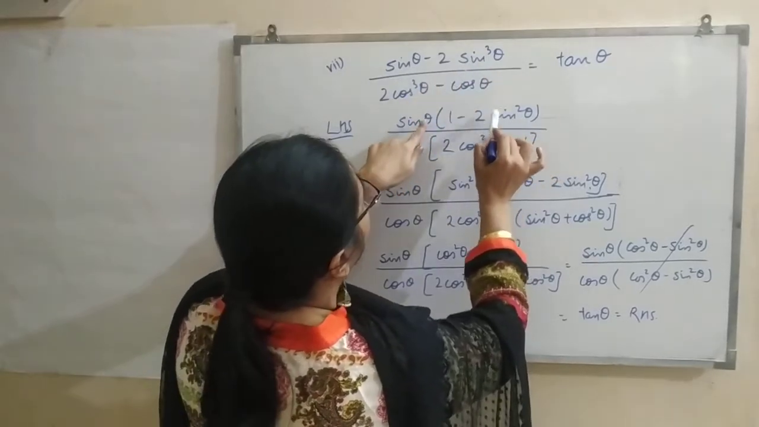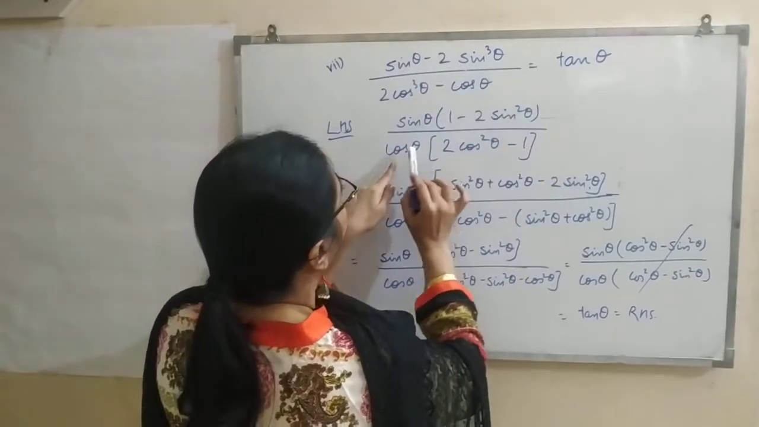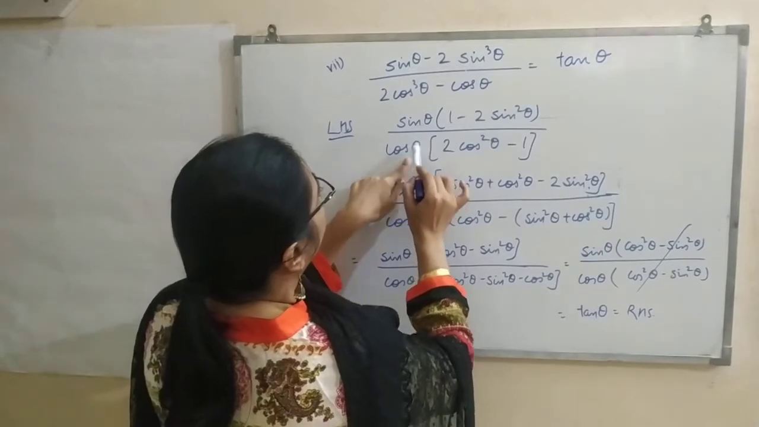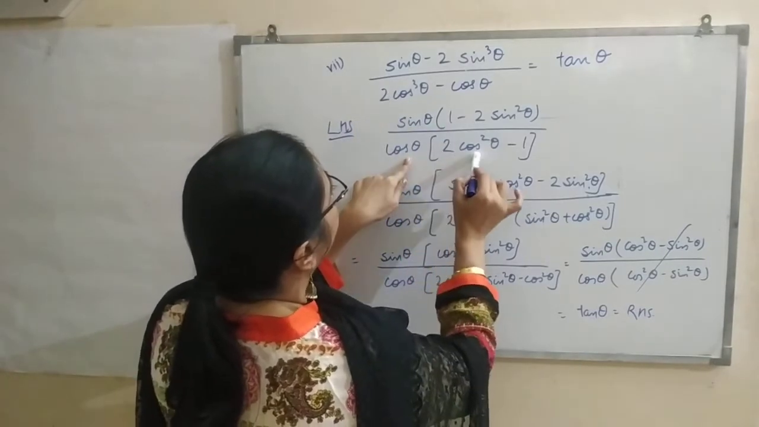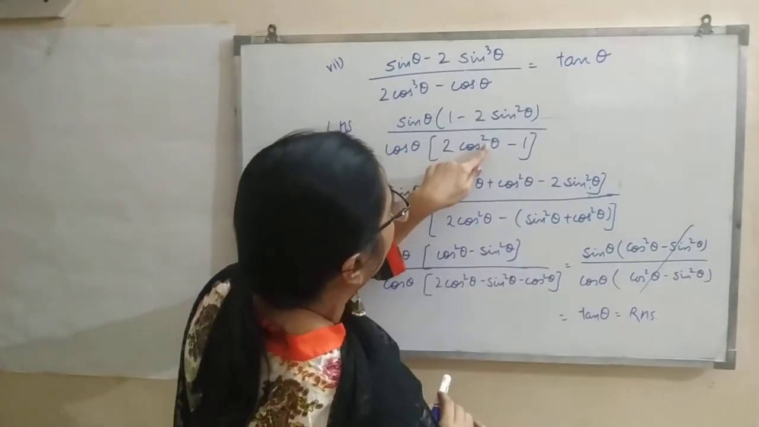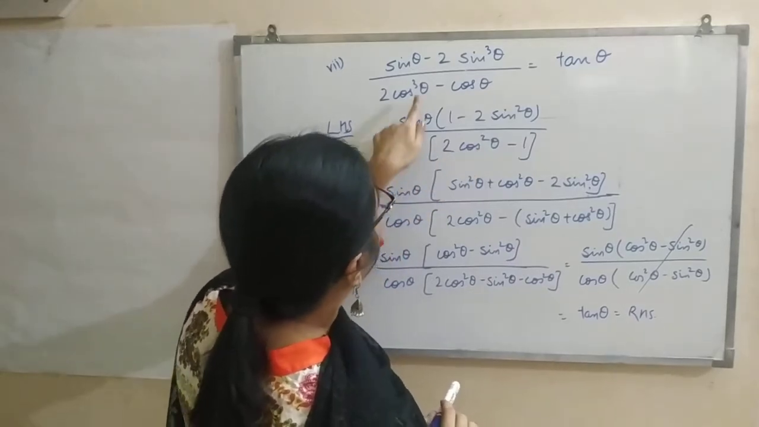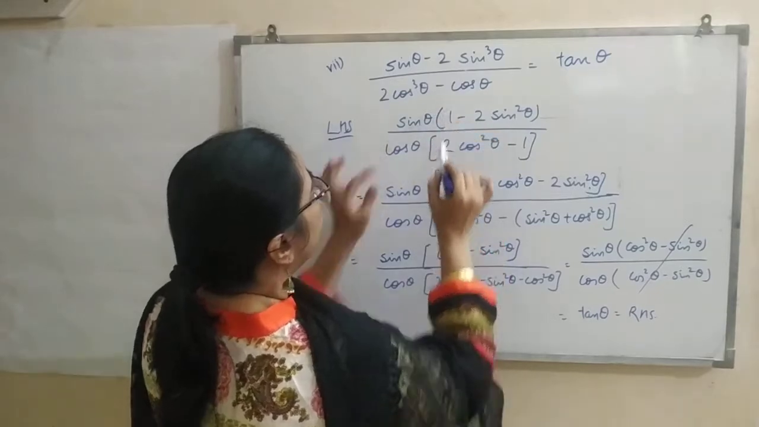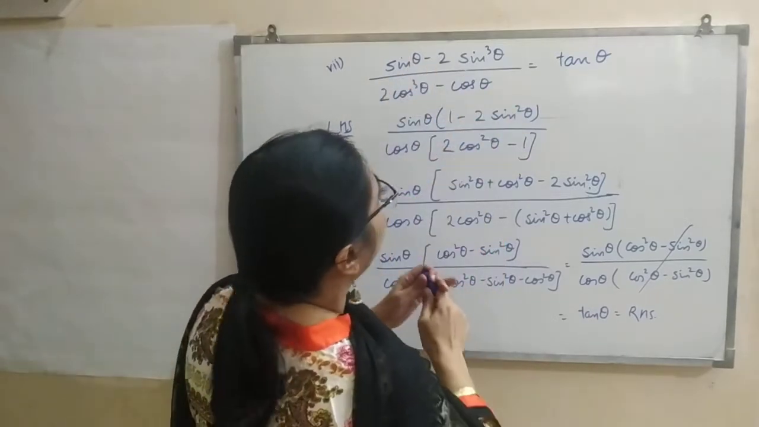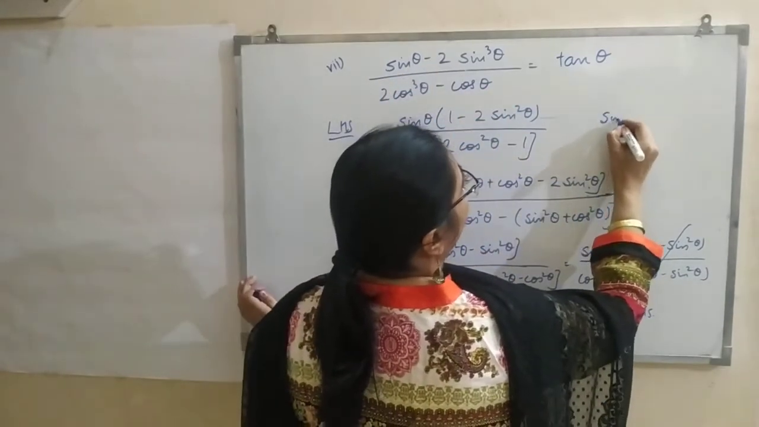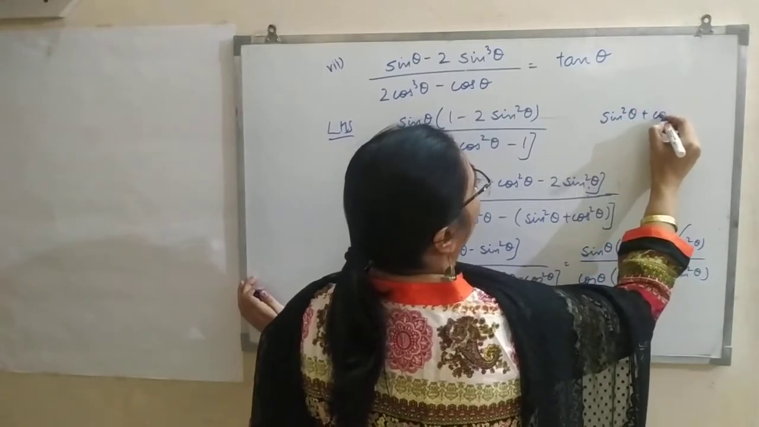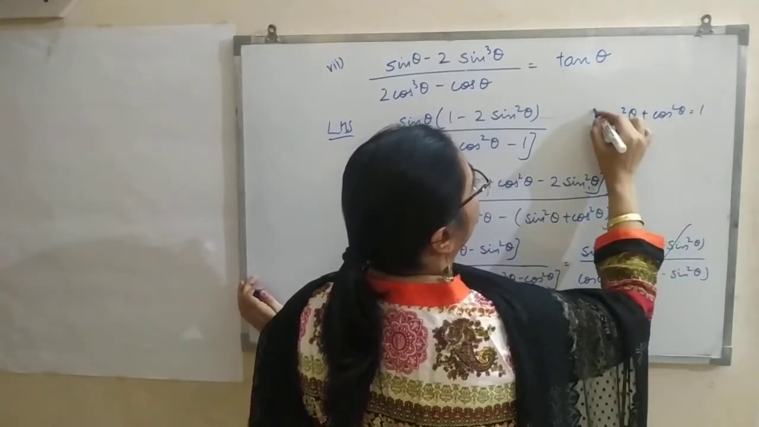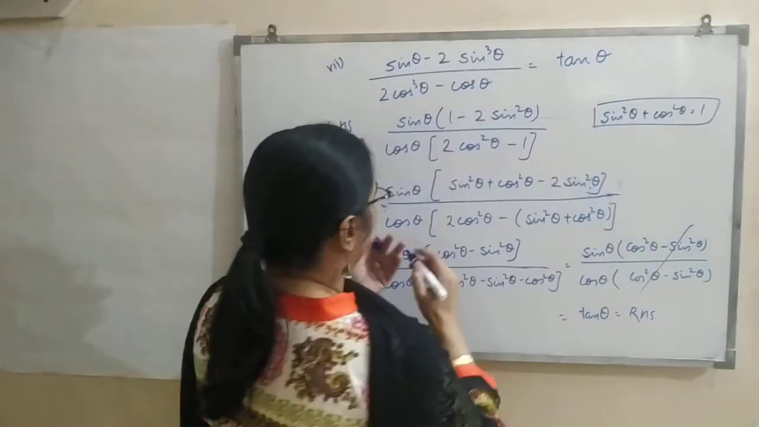From sin cube theta, one sin theta is taken common, you are left with sin square theta. And again cos theta is common in the denominator, so 2 cos square theta minus 1. From cos cube theta, one cos is taken common, we are left with cos square theta. So now again I can see this 1. I can apply the identity sin square theta plus cos square theta is equal to 1. I can replace this 1 by this identity to solve it.